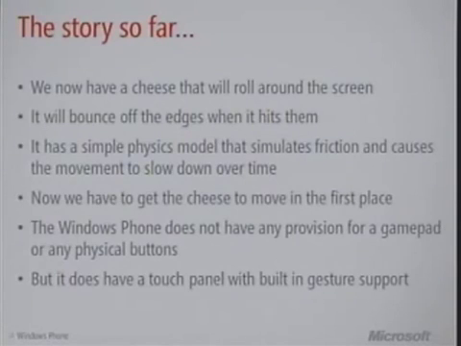All right, so now if we add all of this kind of stuff up, we can actually build a cheese that'll roll around the screen. We can do some stuff where it'll check the boundaries to do some bouncing. We can do some physics on top of there to do some friction, so it'll slow down. And we have to actually move it somehow, though. So we need to do something with that.